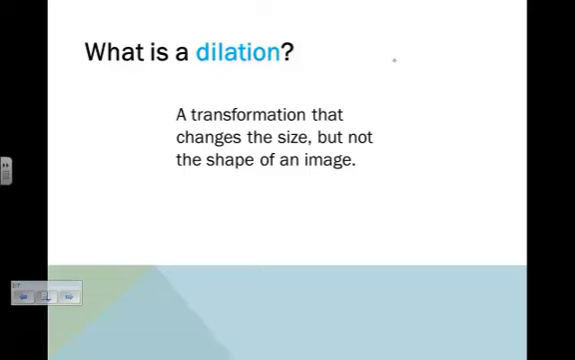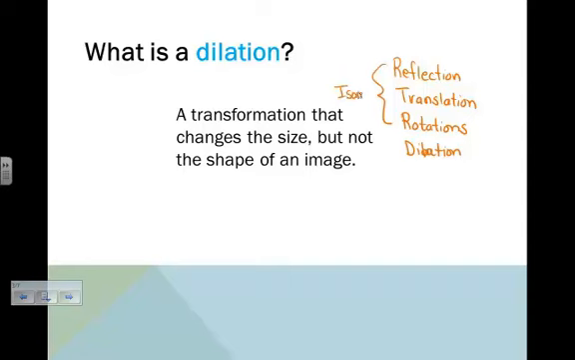We've had lots of transformations so far. We've had a reflection. We have had translations, rotations, and then our last one here is a dilation. All three of these we said were isometries. Remember, isometry means the size and the shape stay the same. This one is a little bit different because it changes the size, but the shape remains the same.